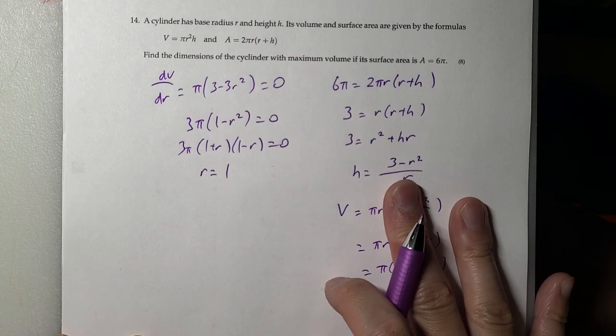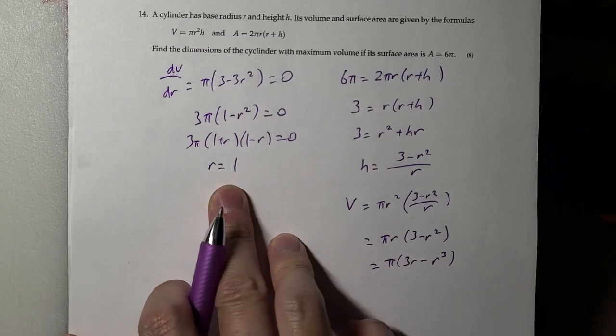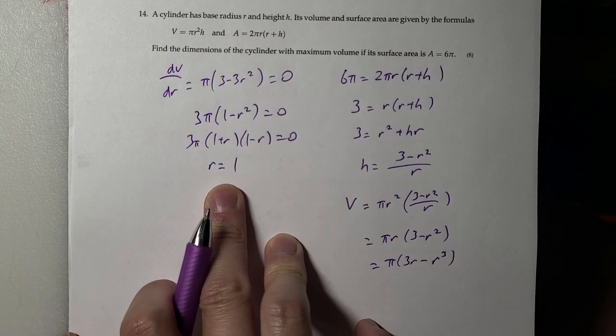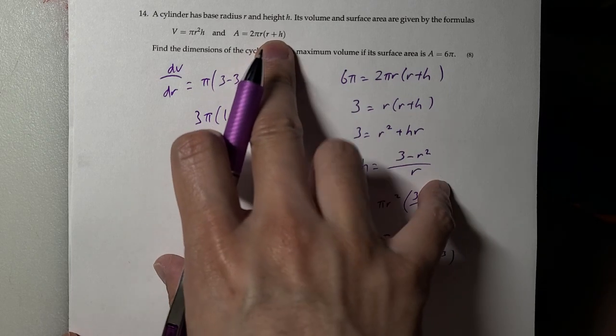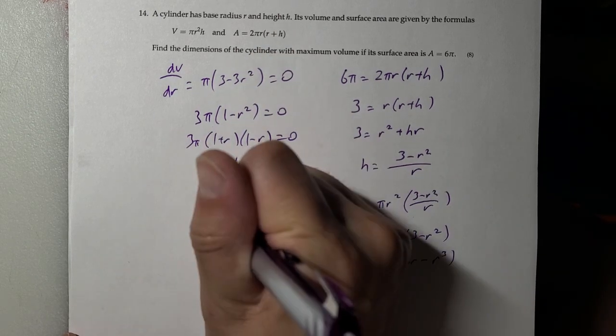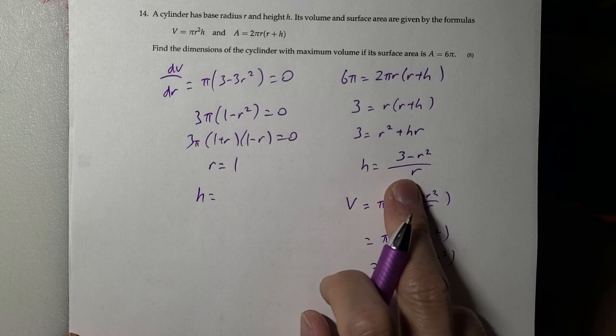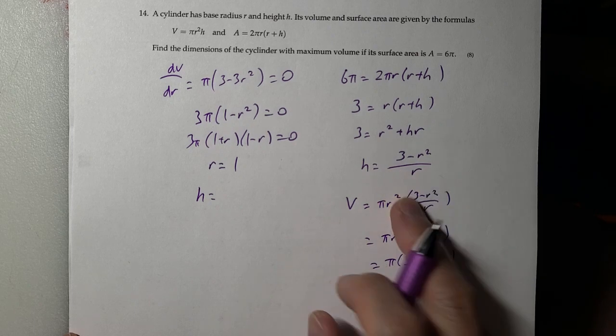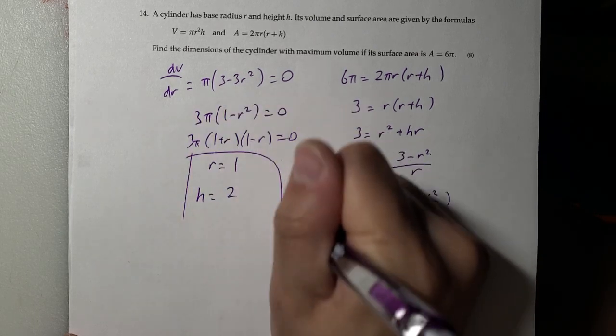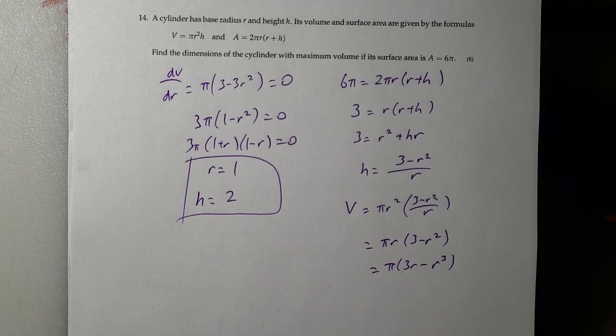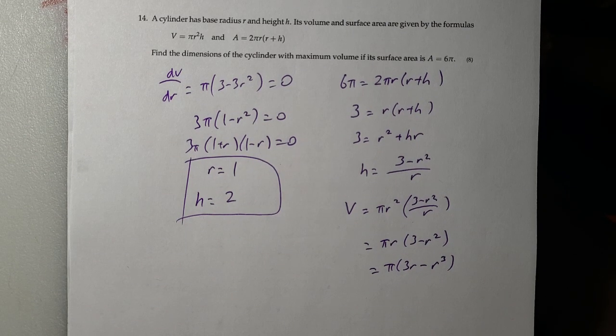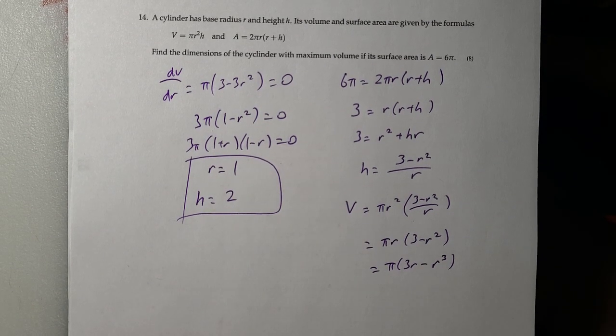Are we given units? We're not given units. So r is equal to 1. That's one of our dimensions. We need h also. We have h over here. So h is equal to (3 minus 1) over 1. That's just 2. That's how you solve this one. This one was not bad at all.